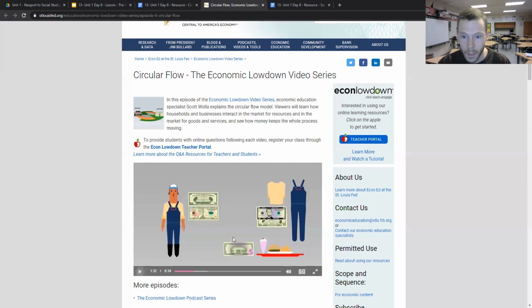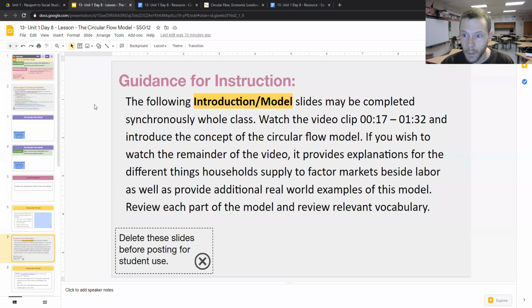Now you'll note it is an 8-minute video clip, but it is really recommended if you're going to do this synchronously to have them watch from around 17 seconds to 1 minute and 32 seconds. And while you can choose to watch the remainder of the video, it's really going to depend on the needs of your students and the time constraints of your classroom, depending on your school's class schedule.